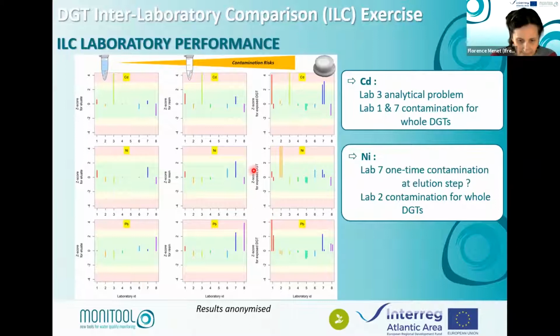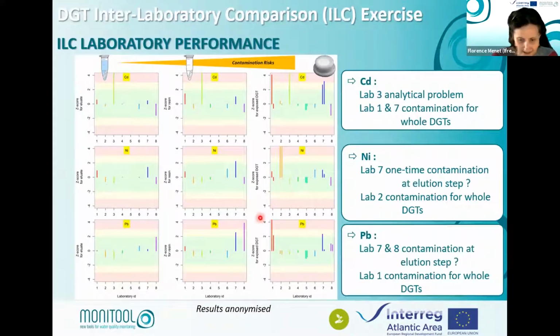For nickel, we had for lab 7, one time here, slightly questionable results, which means that there potentially was a one-time contamination at the elution steps. And for lab 2, there was contamination of whole DGTs for the 2 replicates. When you have 2 bars, it means that there were replicates of the samples.